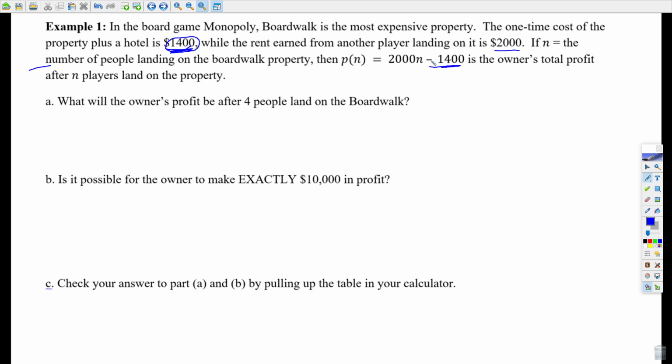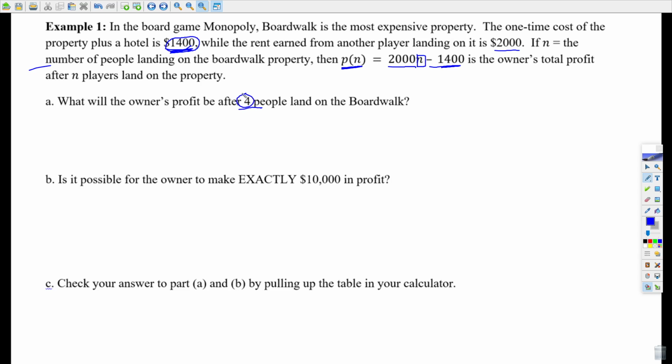You're paying the $1,400, right? We're trying to figure out the profit. So they're subtracting the $1,400, but every time somebody lands there, you get 2,000. So it just depends on the number of people landing on there. So n is the number of people landing on it. And so if you do this calculation, you find the profit, P of n, right? Because you figure out how much money you made minus how much you had to spend on it, and that's your profit.